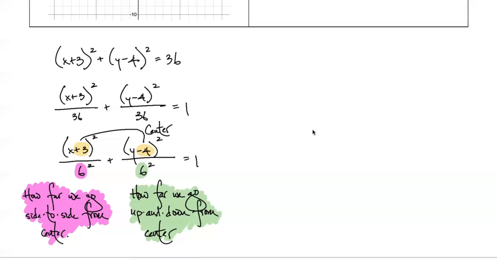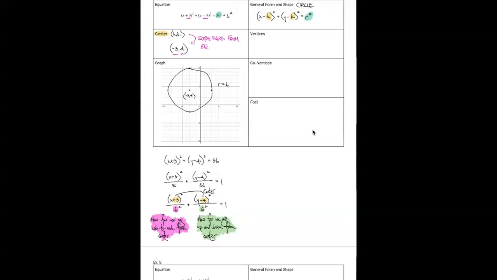Okay, so we have a circle. Let's go back to this for a moment. We have our center. We switch the signs, right? -3, +4. We plot that center. From the center, I'm going to go 6 units side to side because the 6 is the number that's squared underneath the X. And so I count out 6 this way, I count out 6 this way, and I can mark those spots.